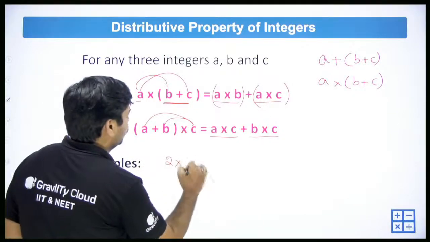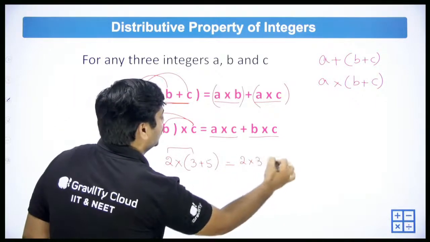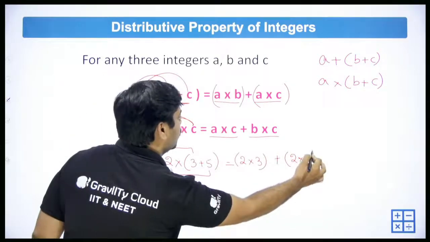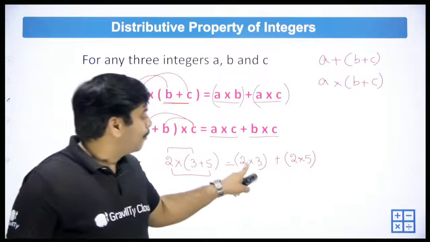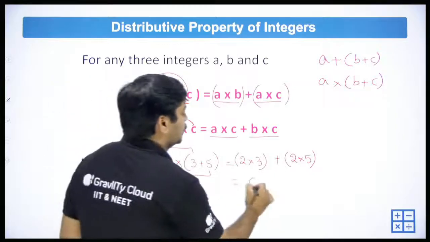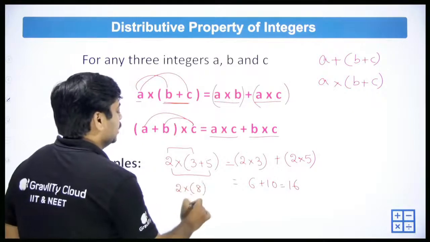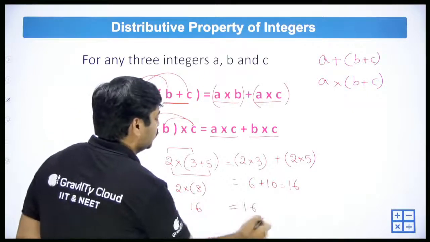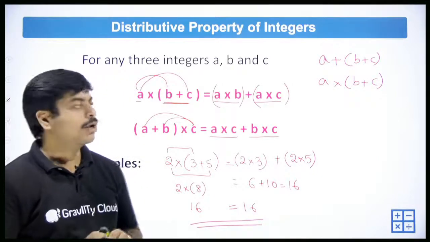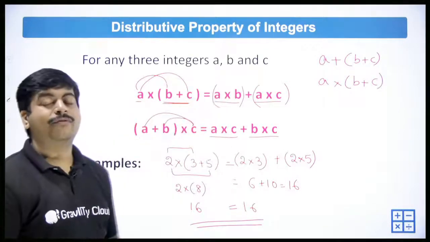Let me give you small examples. If you have 2 into 3 plus 5, that will be equal to 2 into 3 plus 2 into 5. Don't use addition or plus symbol in between them. It is the multiplication. So 3 2s are 6 plus 5 2s are 10. That will give you 16. On the other side, 5 plus 3 is 8, and 8 2s are 16. So 16 and 16, these two will be equal. Understand?